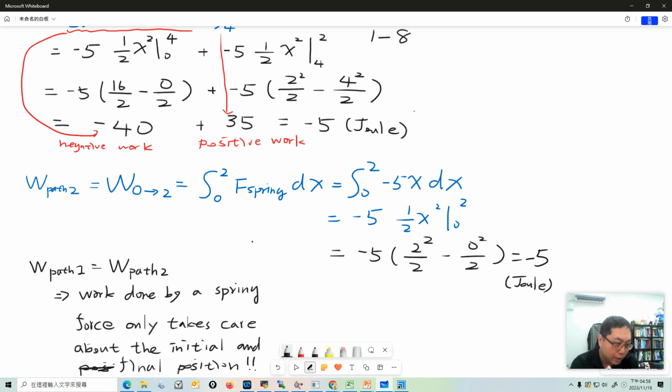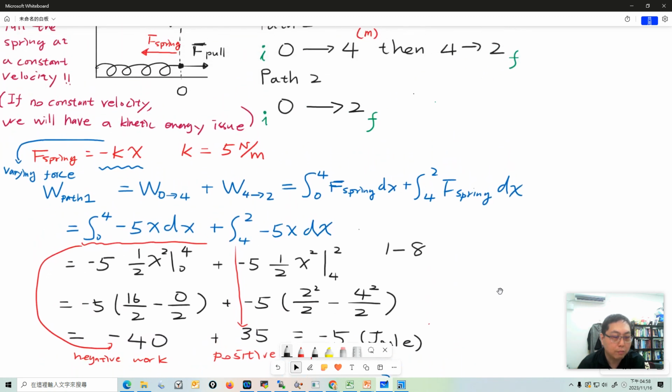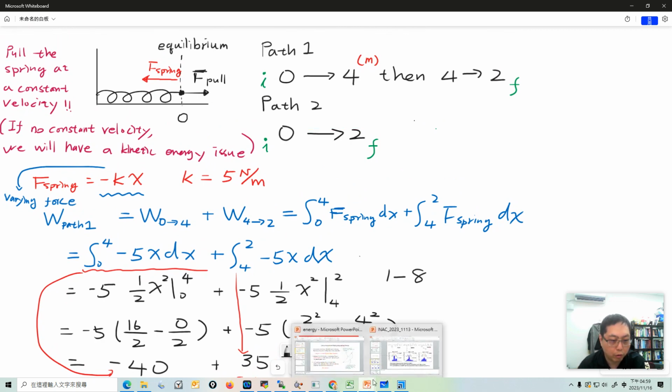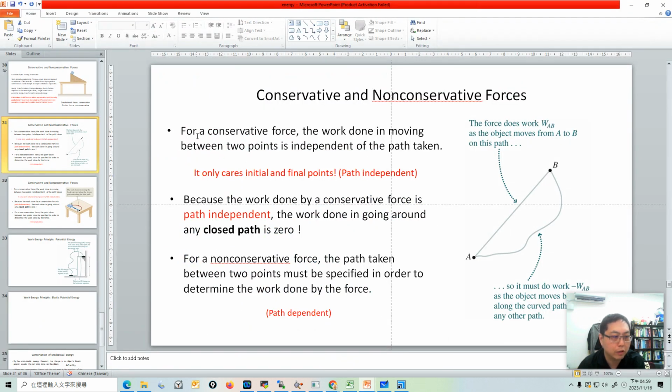And for the spring force, this simple calculation tells you it's really independent of path. You only care about your initial position and final position. Once the initial and final positions are the same, they will have the same work. This is what this graph shows. What does this sentence mean for a conservative force? The work done in moving between two points is independent of the path taken; it only cares about initial and final points. That's called path independent.